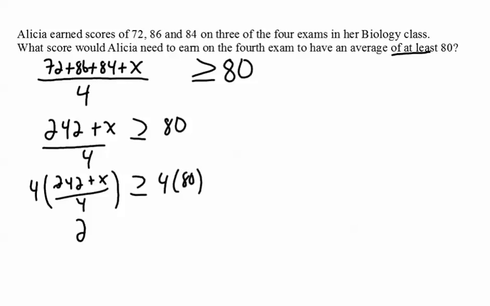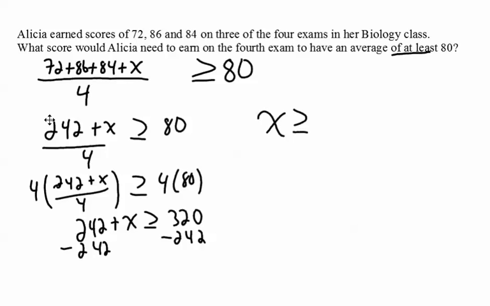So I get 242 plus x is greater than or equal to 320. So I'm going to subtract 242 from 320. So x is greater than or equal to, I believe, 78. So that means she has to get at least a 78% or higher on the next test to be able to get a B in the class.